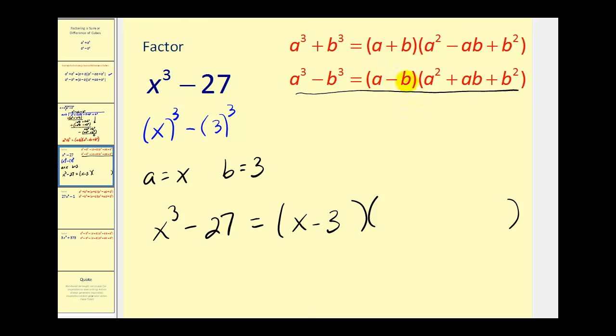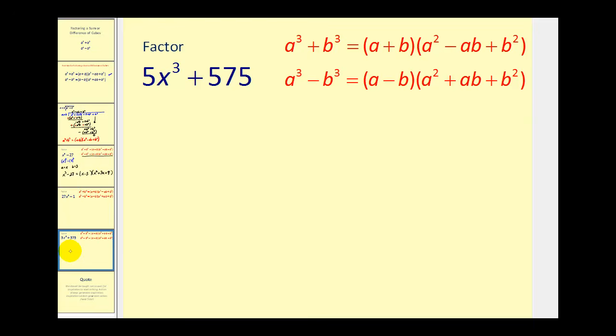The trinomial starts with a squared, that would be x squared, plus a times b. Well, a times b would be x times 3, or 3x. And then lastly we have plus b squared. B squared would be 3 squared, or 9. Let's go ahead and try another one.